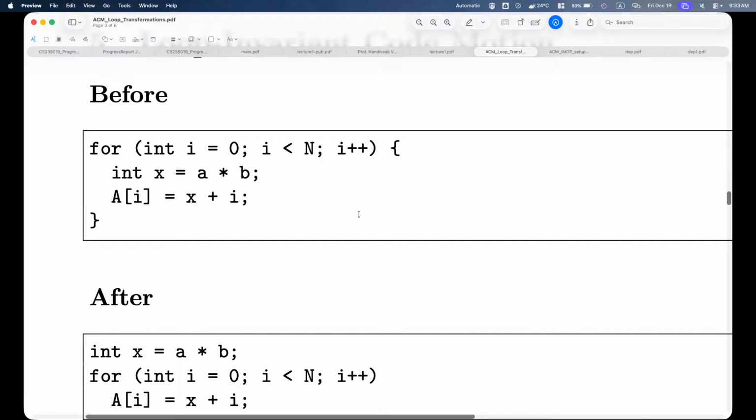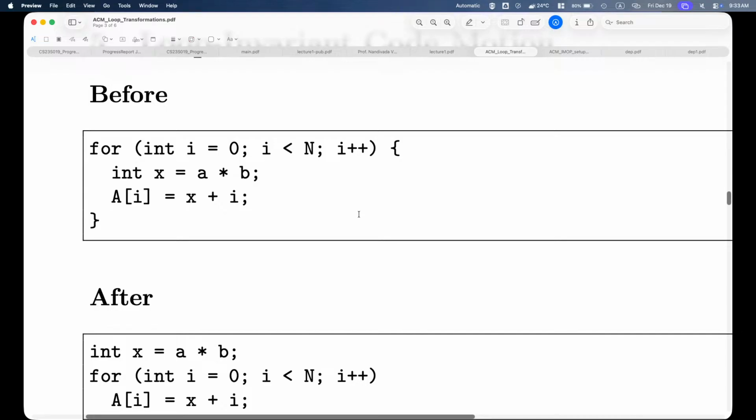Now I will ask the question again, is there any instruction which is loop invariant? So x plus 1 is loop invariant, not y. Because x plus 1 is loop invariant and y is not defined anywhere else, I can move this one outside. Okay.